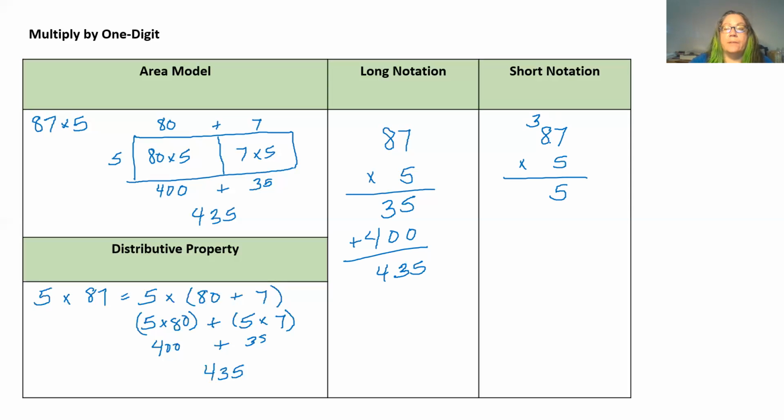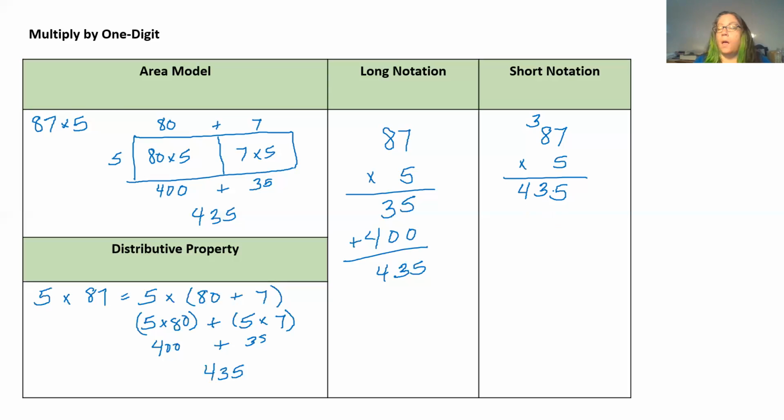All right, 5 times 80 is 400. But because I'm in the tens place, I think of it as 5 times 8 tens equals 40 tens, plus the 3 tens I already had. I write 43 in the tens place. And that's how the short notation form gives me 435.